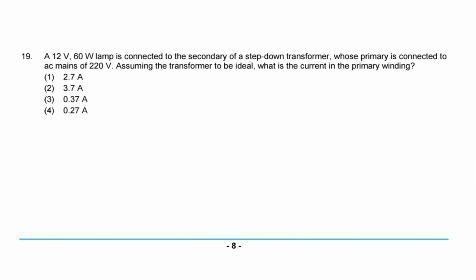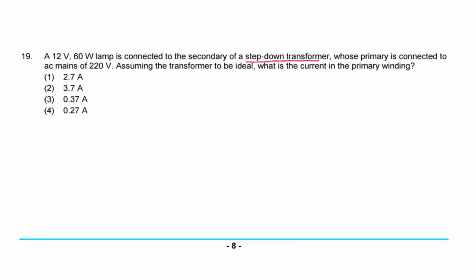This MCQ is from the chapter EMI and AC circuit. It is related to transformer. A 12 volt 60 watt lamp is connected to a secondary of a step down transformer. Okay sir, this is a step down transformer, which decreases the voltage, whose primary is connected to AC mains of 220 volt.